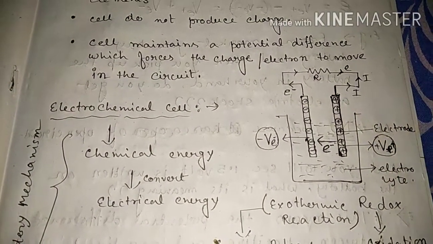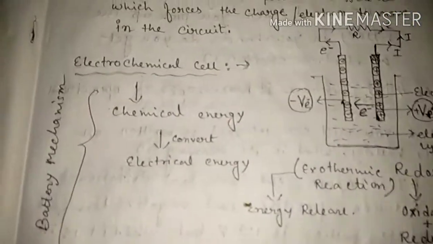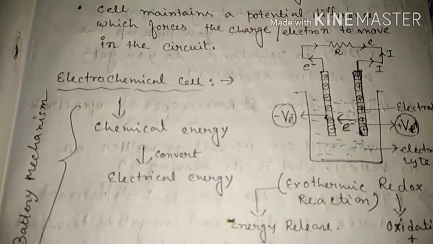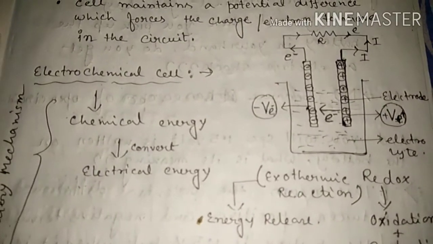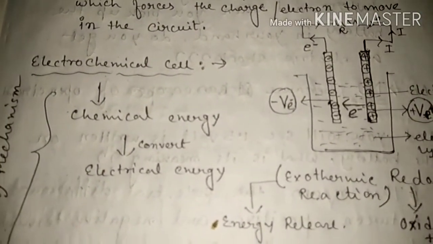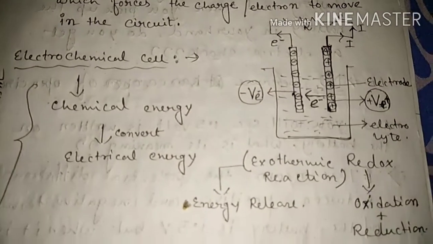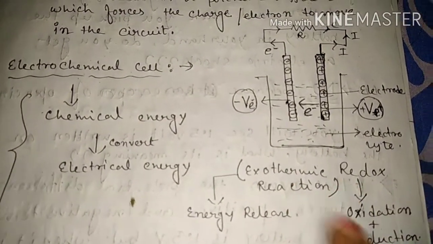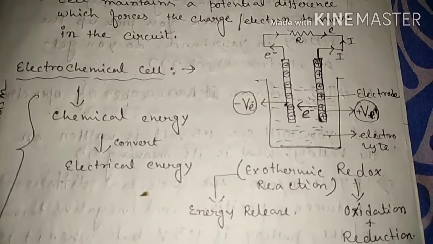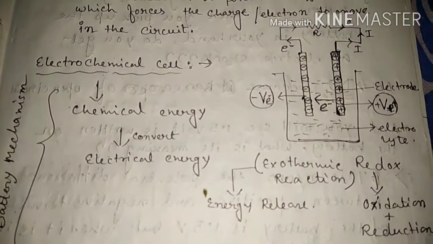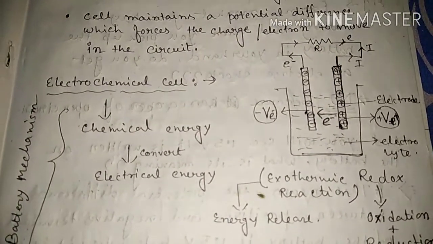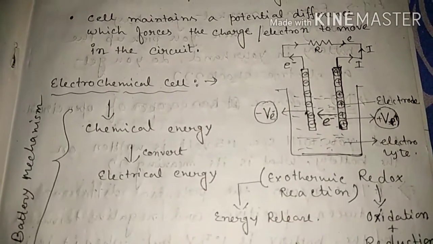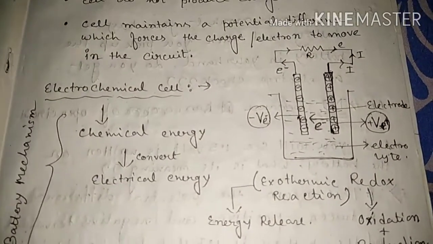This is a closed circuit. Okay, so what happened? This is called the battery mechanism. We know that inside the electrochemical cell, many chemicals are present, and chemical reactions take place between them, and that reaction is called an exothermic redox reaction. Chemistry is also involved in physics. So physics is related to chemistry, chemistry is related to physics, physics is also related to mathematics. All subjects are related to each other.